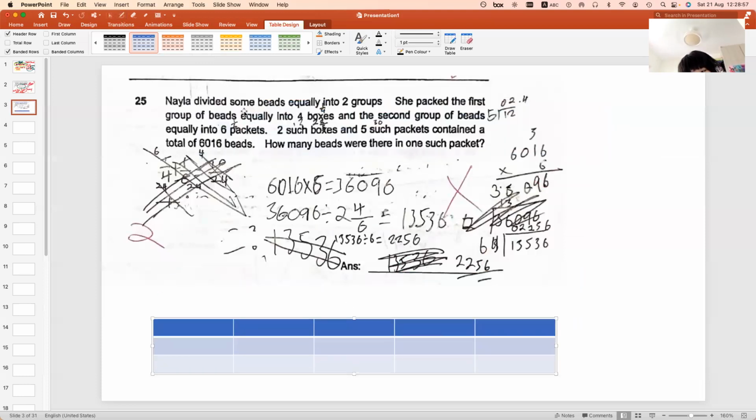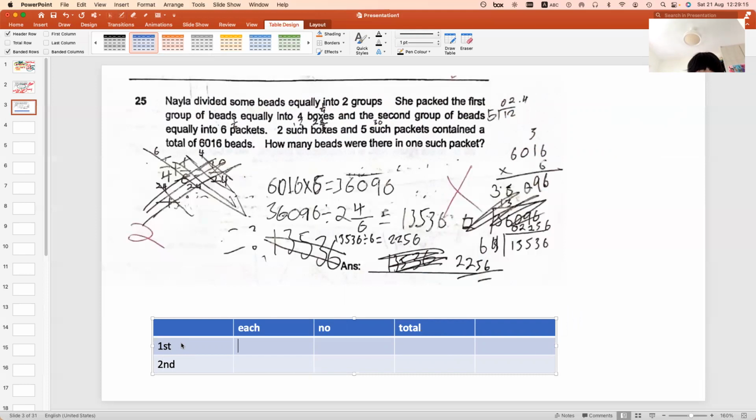Okay, first thing, this one divided something into 2 groups. So she packed the first group. So yeah, first group. Yeah, second group. And then this is each. Of course, this is number, and this is total.